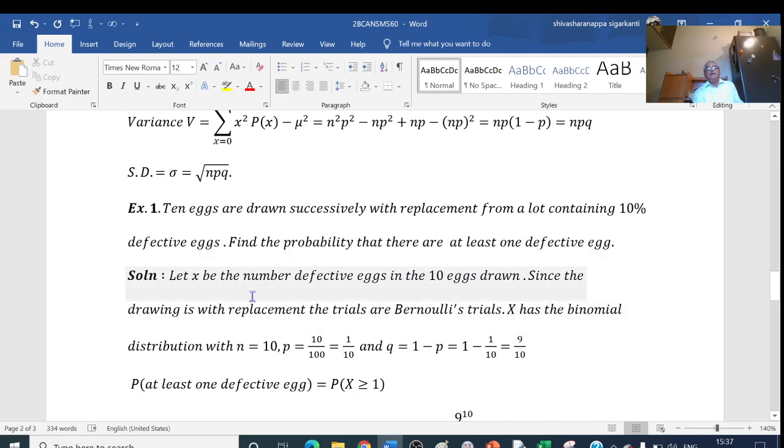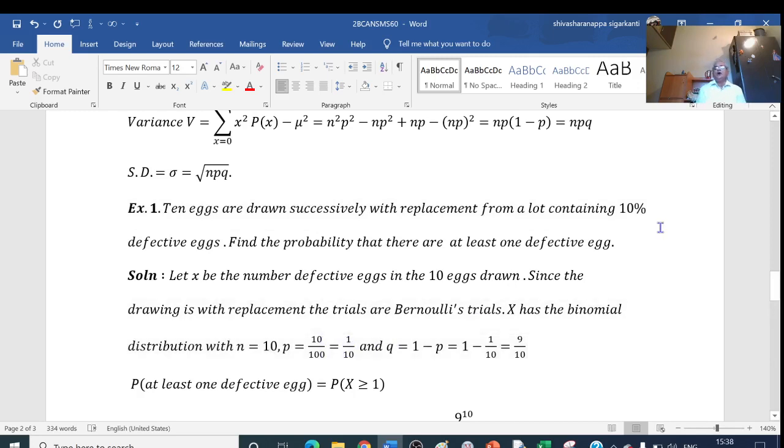Now since the drawing is with replacement, therefore the trials are Bernoulli trials. And x has the binomial distribution with n equal to 10. That is the number of trials are 10. And p is equal to 10 by 100. Here 10% defective eggs are there. That is, getting a defective egg we call this a success. Okay. So that is 10 by 100. This is equal to 1 by 10.